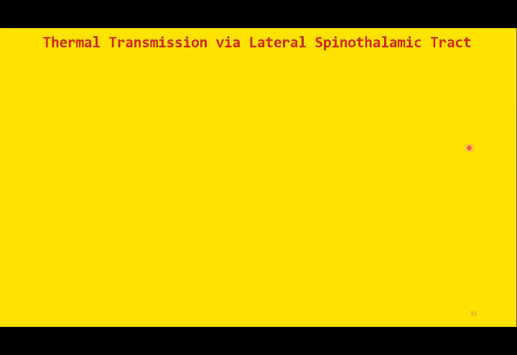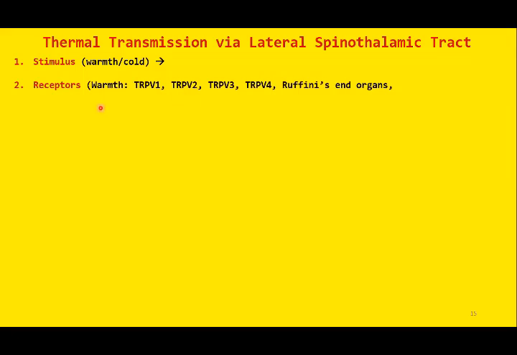So, how does thermal transmission take place via the lateral spinothalamic tract? We will go step by step. We will start with the stimulus. For temperature sensation, the stimulus can be either cold or warm. So this stimulus is detected by specific receptors.